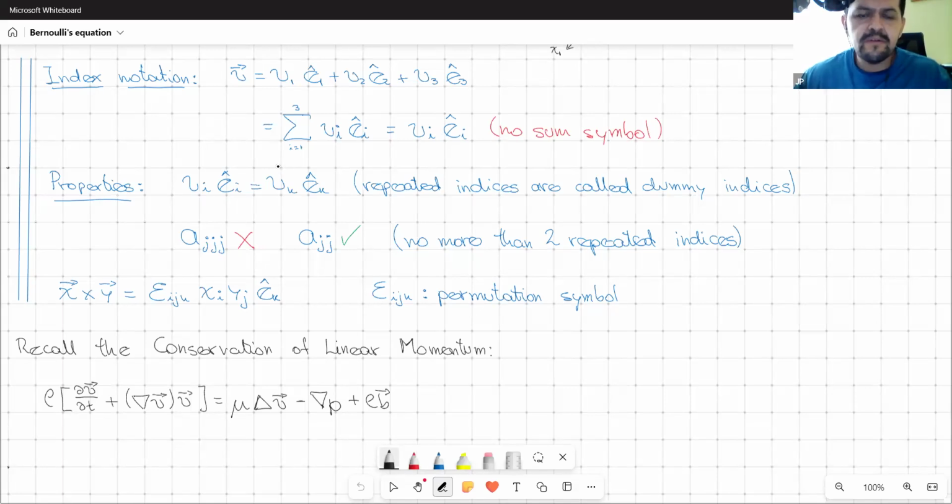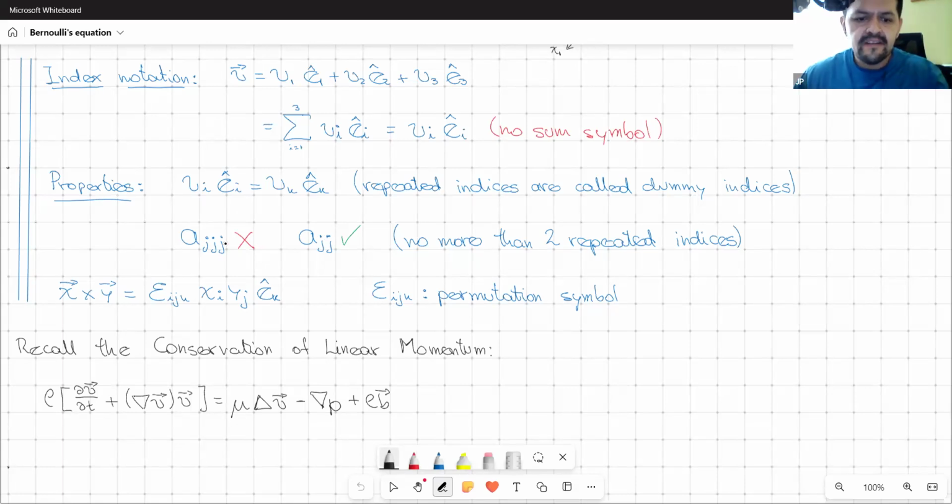Among the main properties that we will use, we can mention that the indices which are repeated are called dummy indices, in the sense that you can replace the two repeated indices by a different index, say from ii to kk, and it will not change the meaning. Another important property is that there's no such thing as more than two repeated indices. That is not allowed. So two indices on, say, a second-order tensor is allowed. Three indices is not.